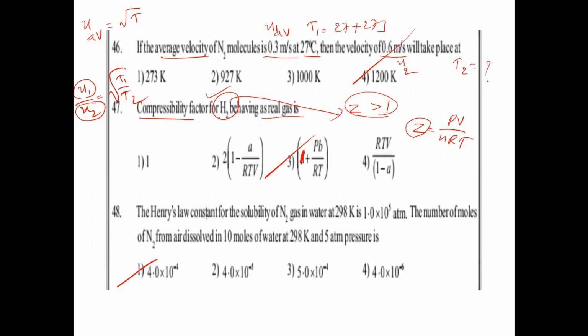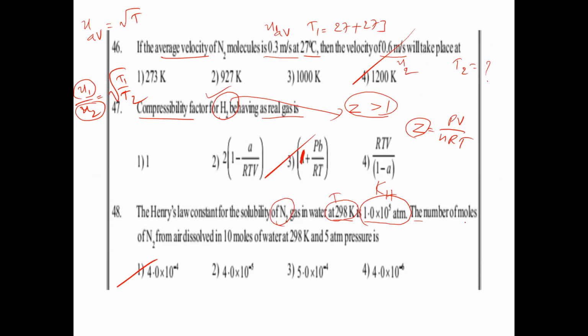Next, 48th one. The Henry's law constant, Kh, for the solubility of nitrogen gas in water at given temperature is 1 into 10 power 5 atm. So it is what now, Kh given. What is given? Henry's law constant is given. At the given temperature, Henry's law constant for nitrogen gas is given.